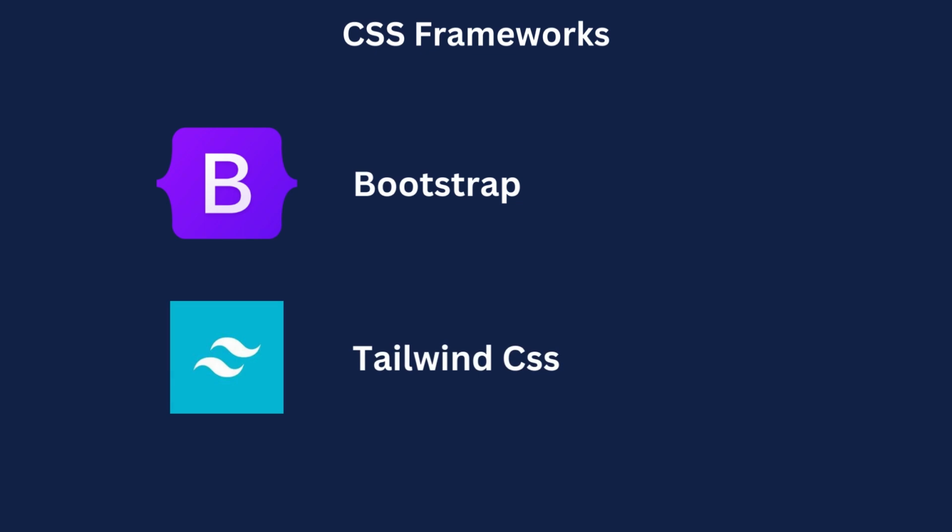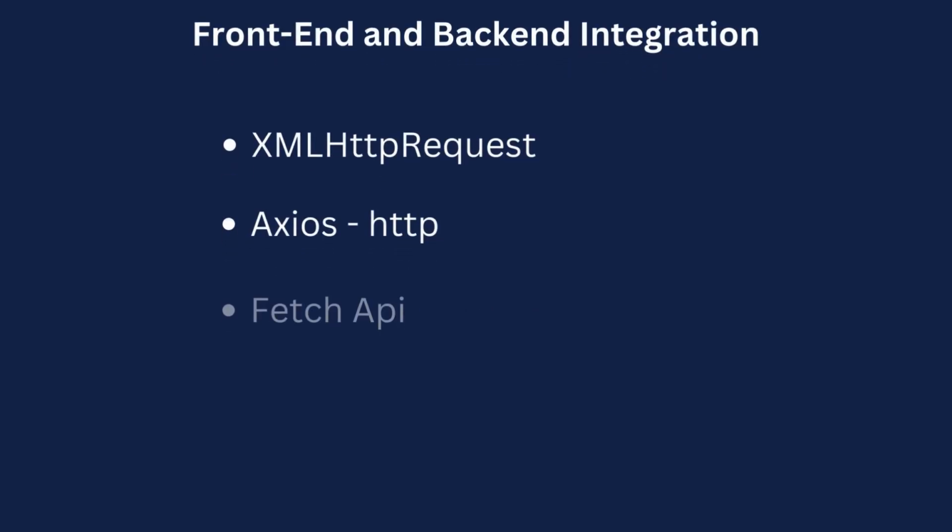We also have some CSS frameworks. These CSS frameworks also help us write less code, ship our code easily, and create everything in a simpler way. For example, we have Bootstrap, which is the mainly used framework, and we have Tailwind CSS.